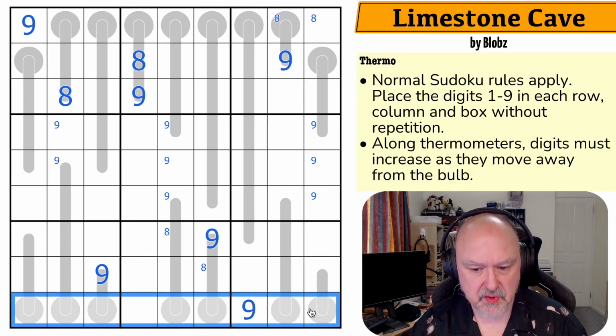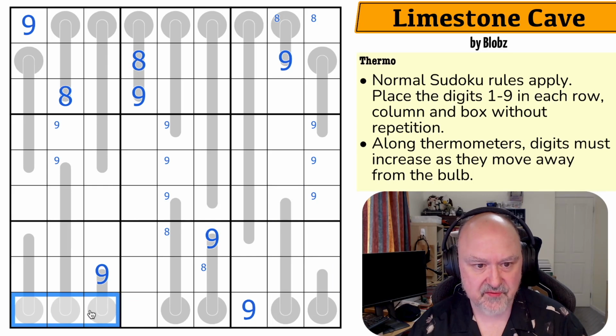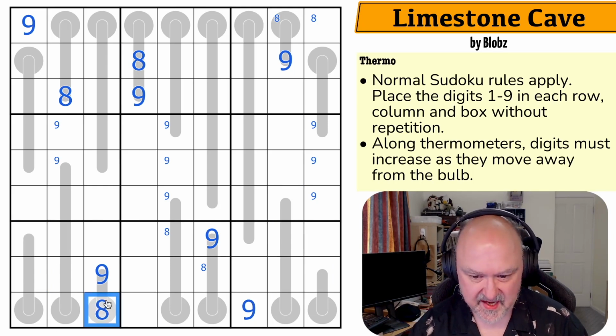No, 8 in this row is restricted. I can't put 8 here. It'd need to be followed by 9. 8 here would need too many digits higher. 8 here doesn't work because I'd need something between 8 and 9. Basically, 8 in this box doesn't work because of the 8, 9 looking down. So 8 is in one of those 3. It can't be here by Sudoku or because of the thermo. And 8 here would need 10 and 11. That's the 8.